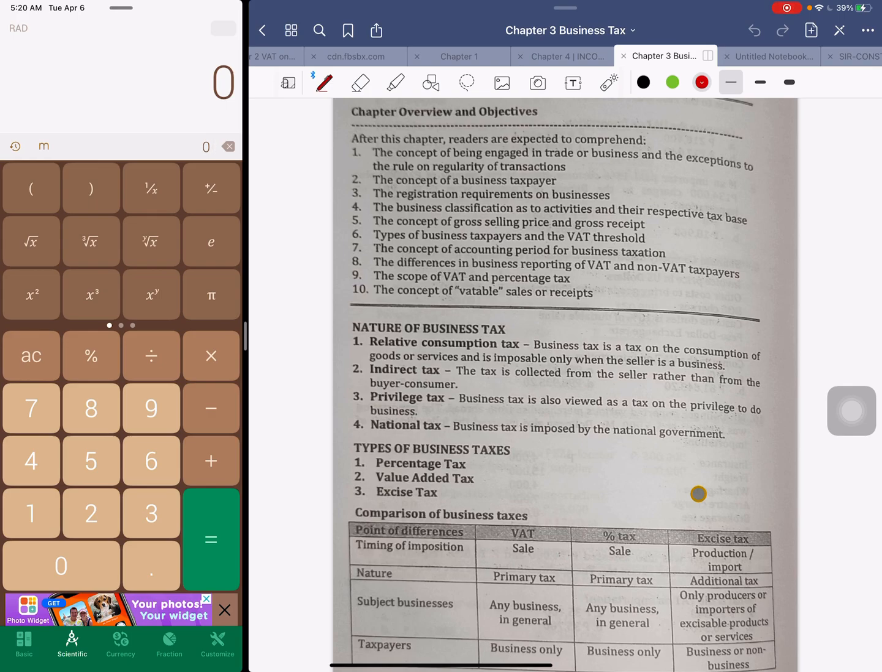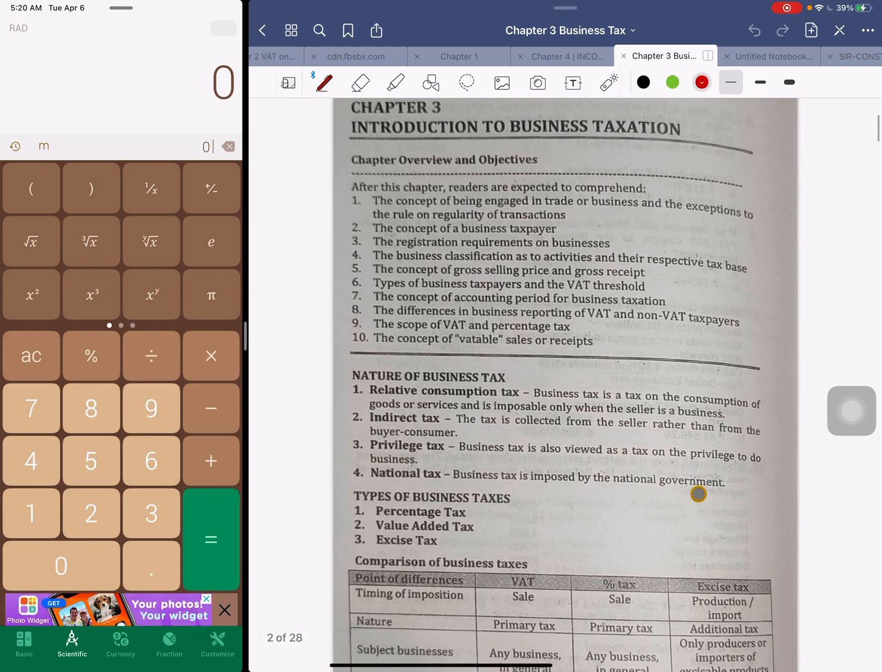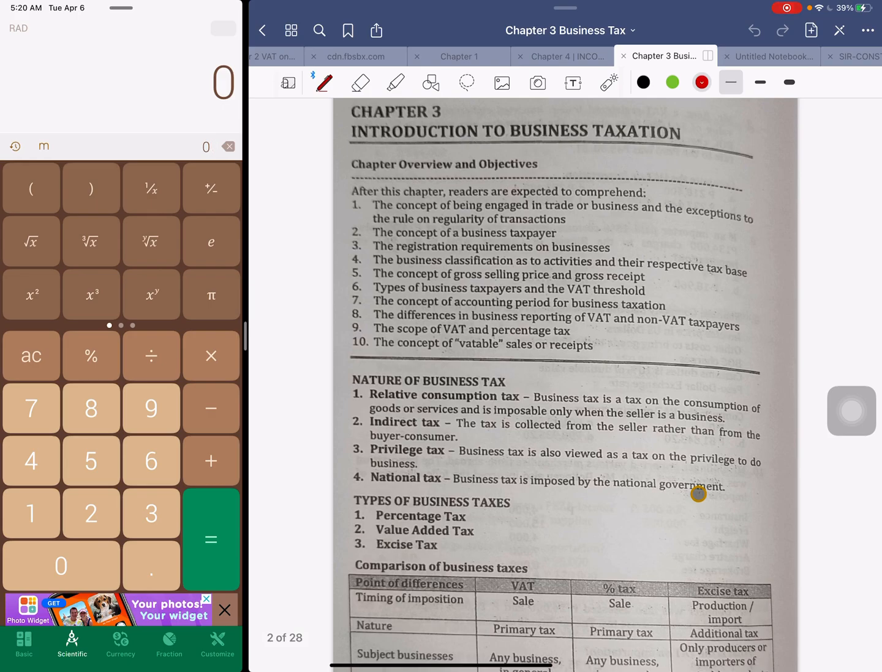Okay, so discuss natin introduction to business taxation. So, nature of business tax. Hindi naman siya ganun kakomplikado, no? So, relative consumption tax, as this tax is related to, of course, consumption, no? Once na nag-consume ka or nag-utilize ka ng goods or services, there is tax applicable, no? Otherwise, isa kang exempted, no? Person or goods is exempted sa business tax, therefore, wala talagang ipapataw sa'yo na tax.